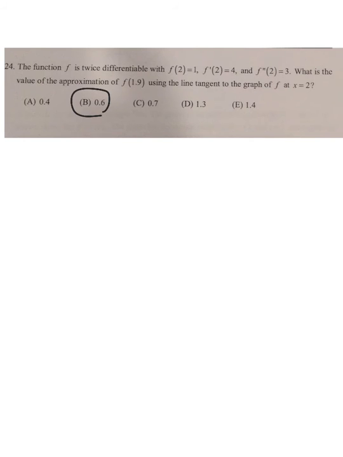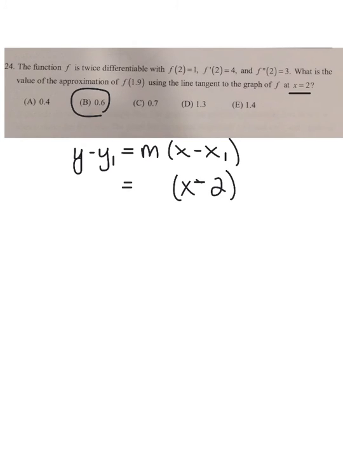The answer is choice B. So tangent line, so I think y minus y1 equals m times x minus x1. And then they did tell us to use x equals 2. So that means I'm going to put in a 2 here. Okay. Well, at x equals 2, I want the y value. So there it is right there. That would be a 1. Okay. And I also want the slope at x equals 2, which would be right there, right, which would be a 4. So there's the equation of my tangent line.